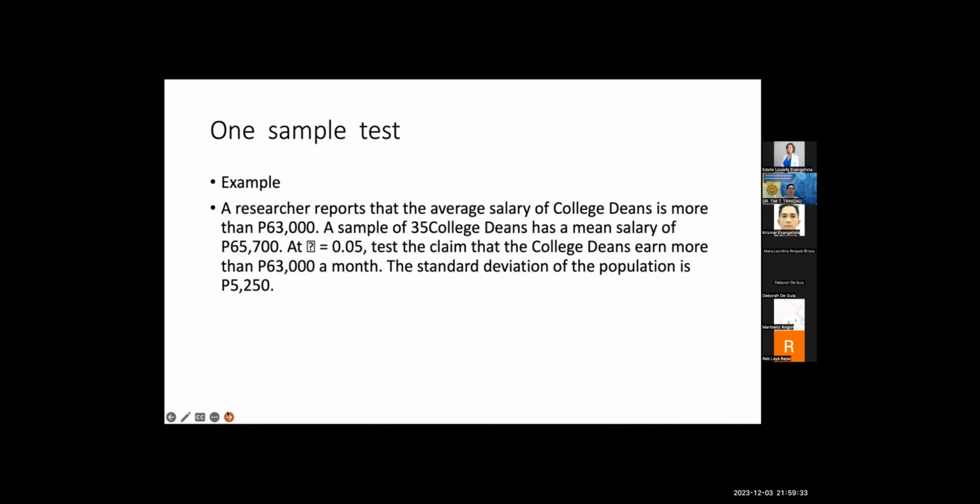So again, just like what Devs did a while ago, we need to deal with every example or every test given to us step by step. So first is still to test the normality of the data. Next slide, please. Jigs, next slide.